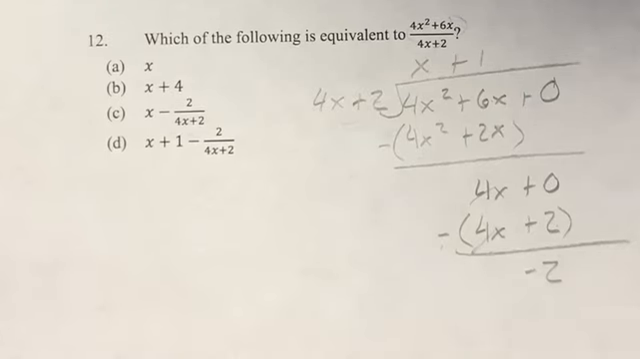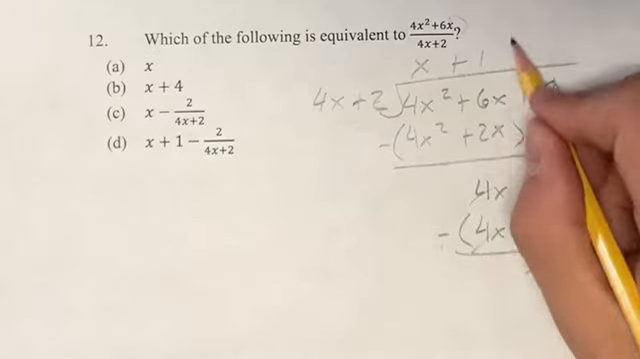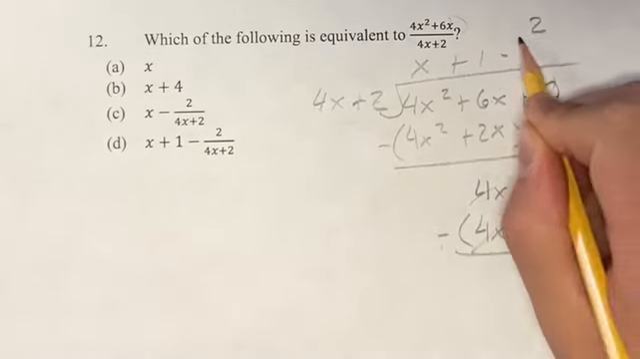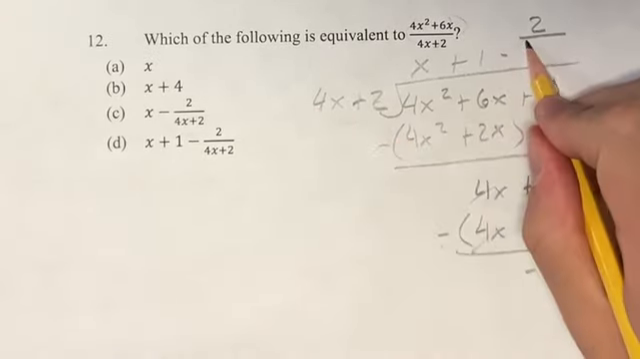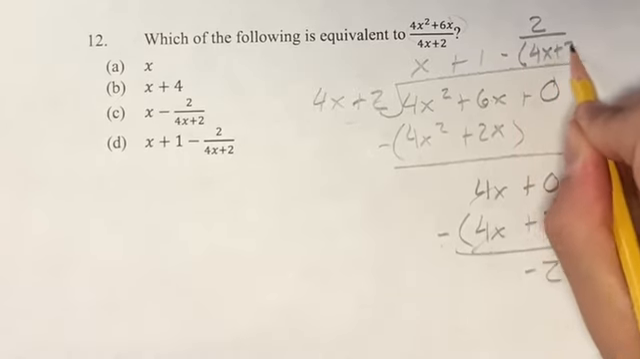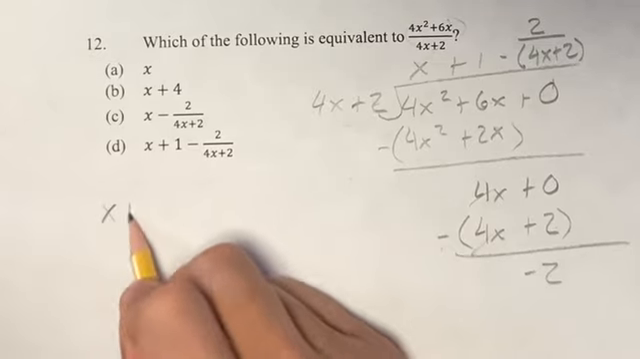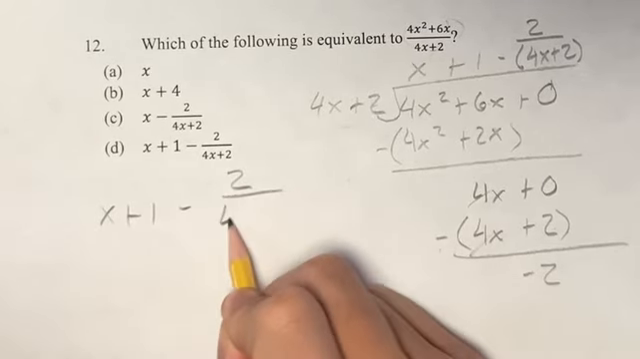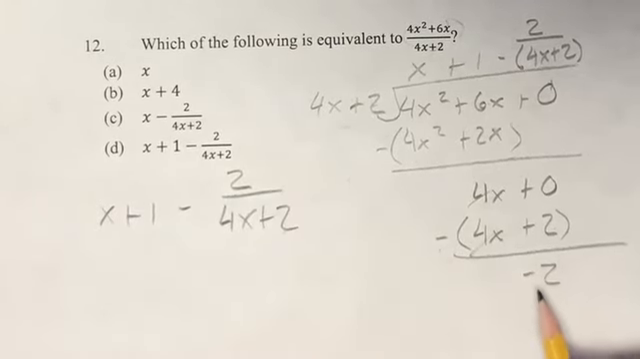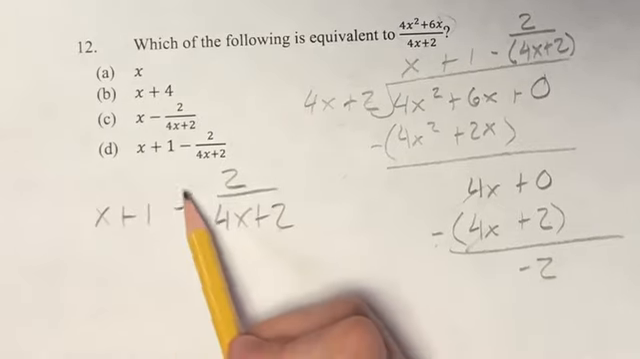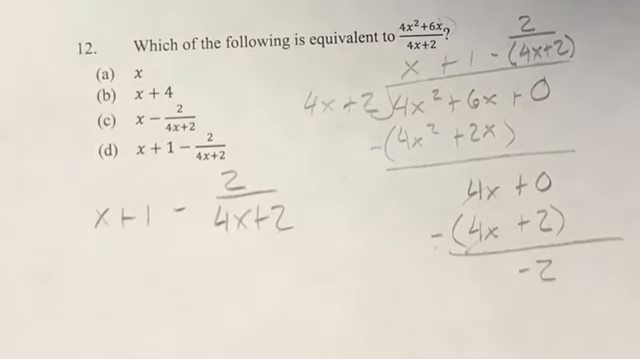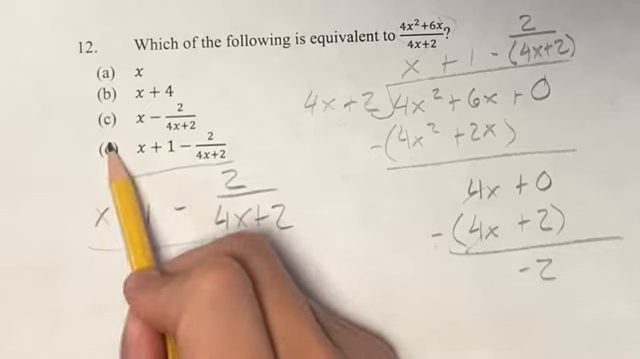So the remainder, what does that mean for this case? Well, it's minus 2 over the divisor. So our final solution is this up here. So we have x plus 1 minus 2 over 4x plus 2. So you can think of this as it goes in x plus 1 times with a remainder of negative 2. And this is equivalent to D, which is going to be your final answer.